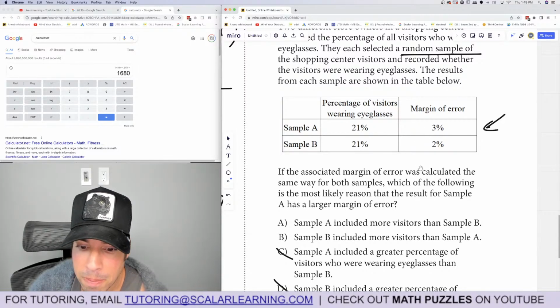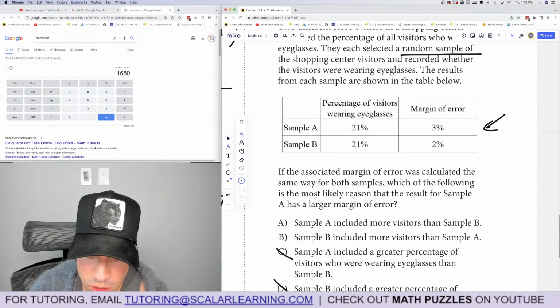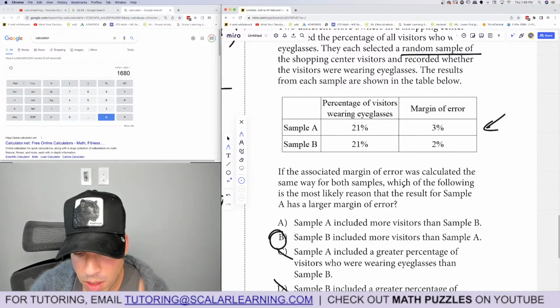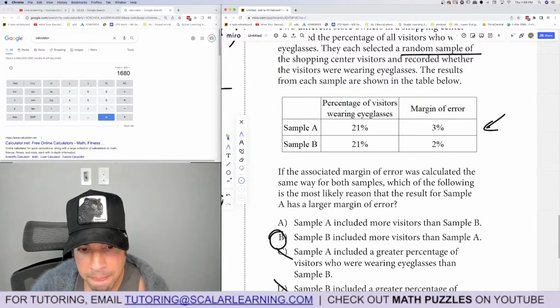So that means sample B probably had more visitors than sample A. That's it. Let me just make sure I'm thinking it through. Sample B has more visitors. Yeah.